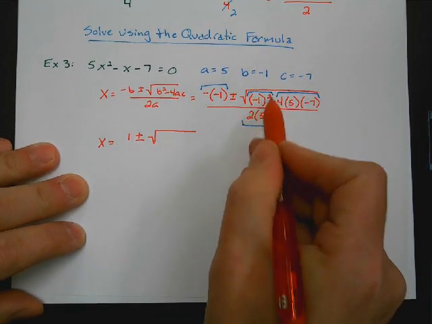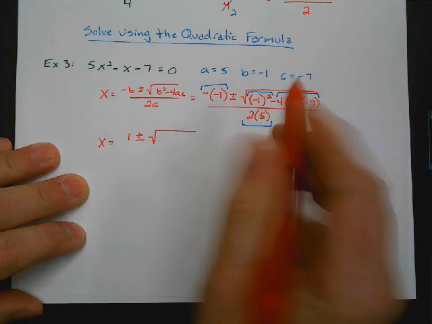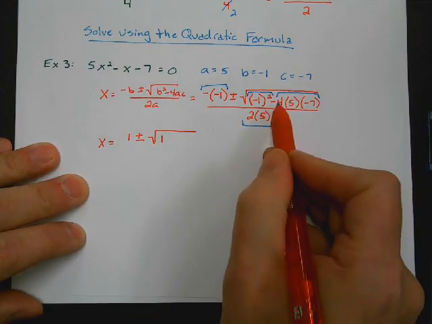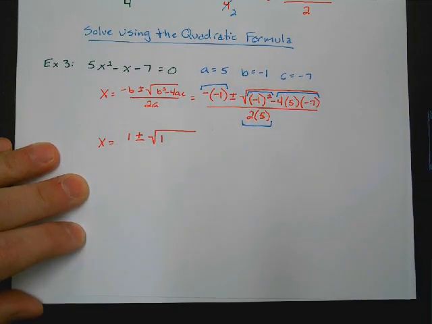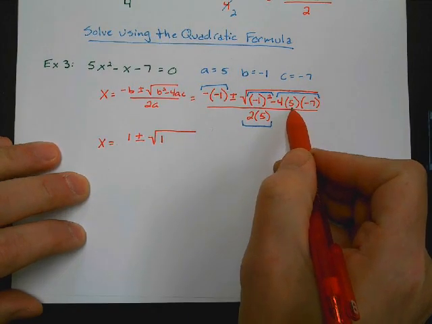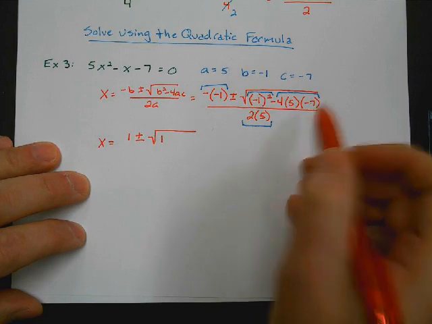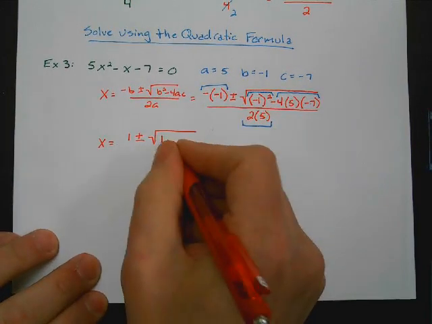So I now look at this part, -1 squared. That's always going to be positive because we're squaring. So -1 times -1 is +1. Watch your negatives on here. I've got 2 negatives here. 2 negatives means that it's going to be positive. So -4 times 5 is -20. -20 times -7 would be positive 140. I think, yeah, positive 140.